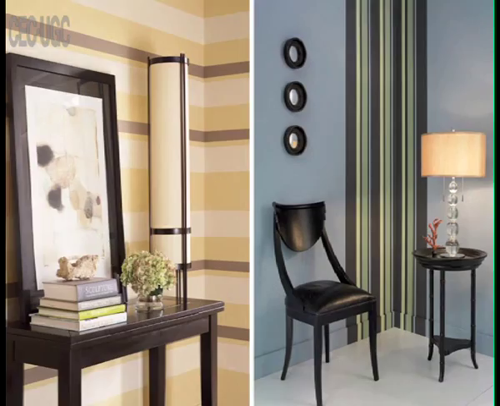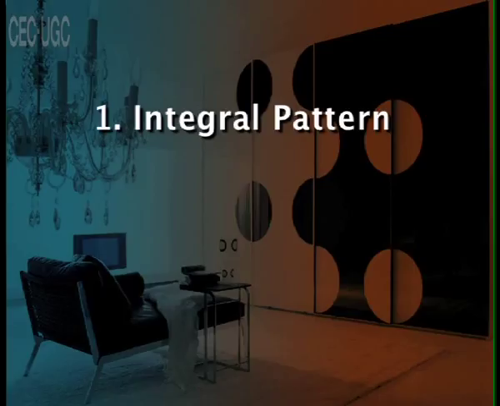Pattern is the planned repetition of a motif. The repetition of form, shape and outline is a necessary component of pattern. Pattern can be the result of structure. It's of two types. One, the integral pattern. It depends on structural process. It is also called structural pattern.